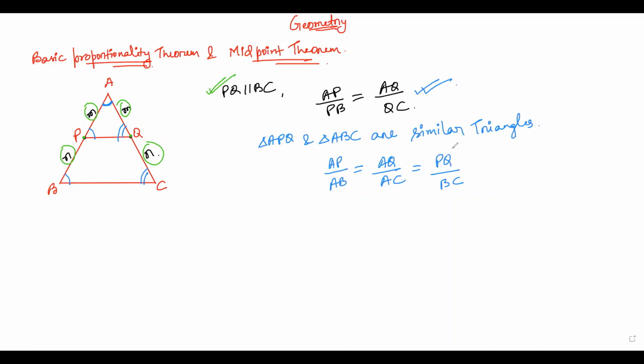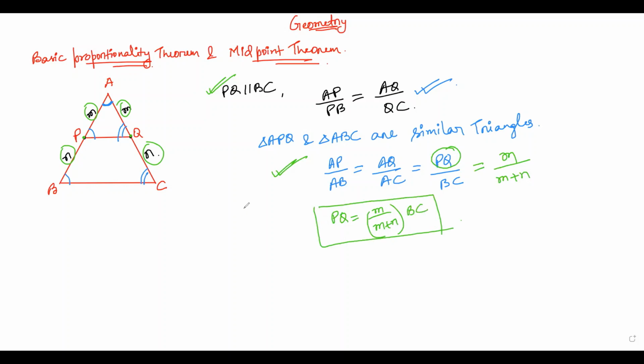We can also find the length of this PQ simply by using this ratio relation. We know AP is to PB or AQ is to QC is m:n. So AP upon AB or AQ upon AC would be m upon m plus n. So PQ upon BC can also be written as m upon m plus n. From this, PQ can be written as m upon m plus n times BC. So if we know this ratio m:n, and if we also know the length of the third side BC, we can find the length of PQ.